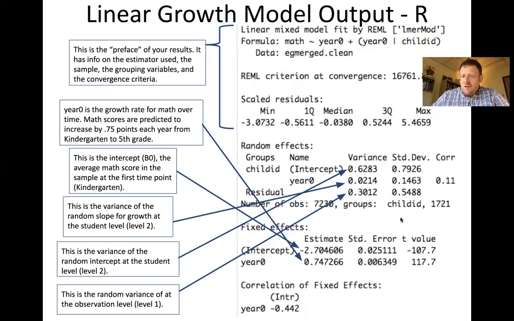Again, we've got 7,000 observations nested within about 1,700 kids. And then here are the fixed estimates. These are the growth parameters. So the intercept here again is -2.7. So that's the average score in kindergarten for students in math. And the average rate of growth is about 0.75, and both of those are highly statistically significant. So again, students start fairly low, and they grow over time with some amount of variability in scores.